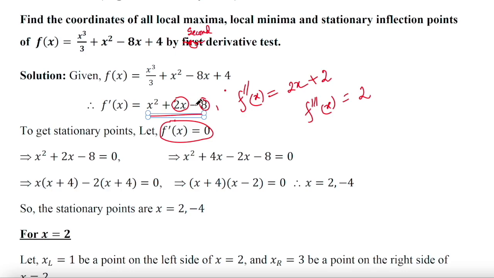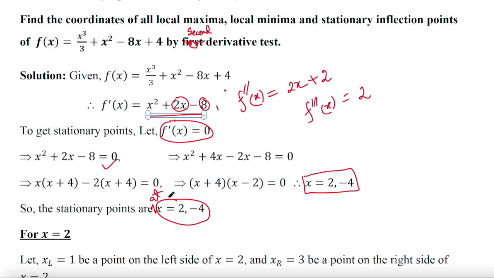Now, to know the location of stationary points, we need to put the first derivative equal to 0. So x square plus 2x minus 8 equals 0. By factoring, we can calculate the x values. There are two x values, x equal to 2 and x equal to minus 4. So the stationary points are at x equal to 2 and x equal to minus 4. These are the x coordinates of the stationary points.